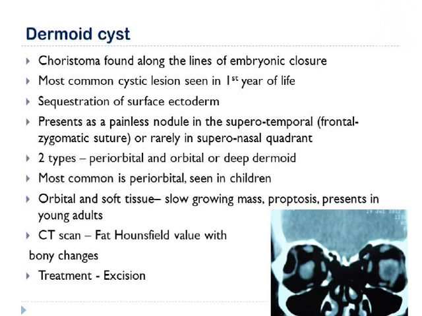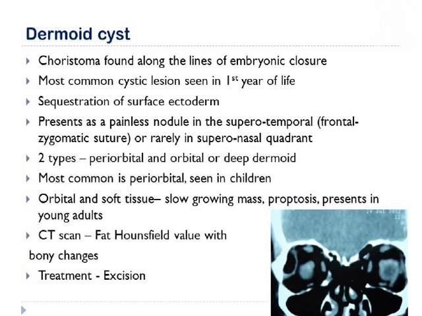Dermoid cyst we know is a choristoma, and this is basically because of the sequestration of the surface ectoderm. And generally, the child in this age group presents with a periorbital, well-defined mobile lesion, commonest site being supero-temporal in relation to the frontozygomatic suture. So it is basically of two types. One is the periorbital, which is seen in this age group, 1 to 2 years. The deeper one generally presents in young adults.